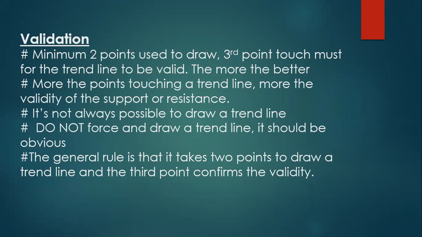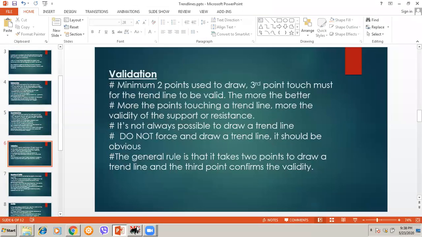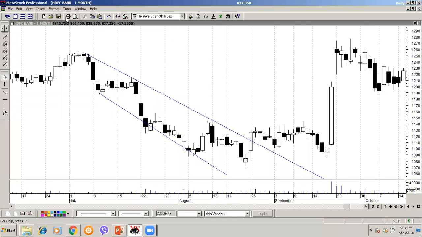Now it's not always possible to draw a trend line. Understand this very clearly. Every chart, every movement will not let you draw a trend line. So do not force and draw a trend line. It should be obvious. Thus, remember the general rule, 2 points to draw a trend line, third point confirms the validity. Just get back to a point once again.